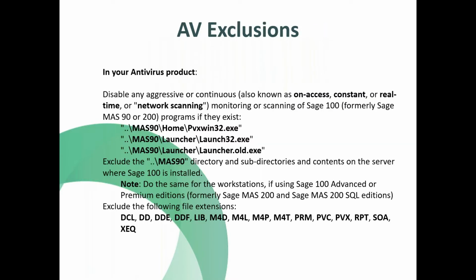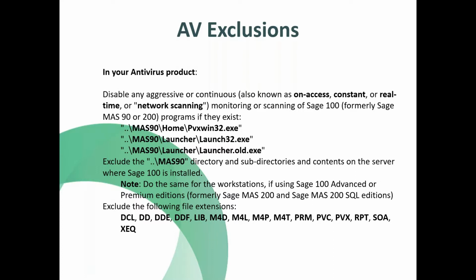So what we will do is we will make some recommendations for excluding some file extensions from being scanned. So it doesn't mean you're turning off your antivirus. It's literally turning off the scanning of certain file extensions. And most of these file extensions, not all of them, but a good portion of them are all proprietary to Sage 100 and Sage 100 Cloud, so you're not putting your system at a huge risk by putting those extensions or exclusions on the antivirus.